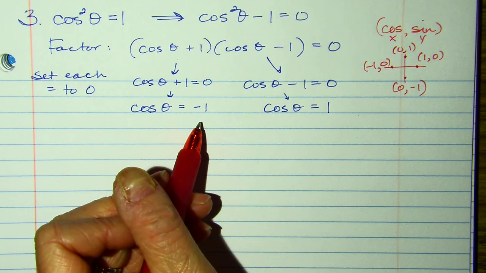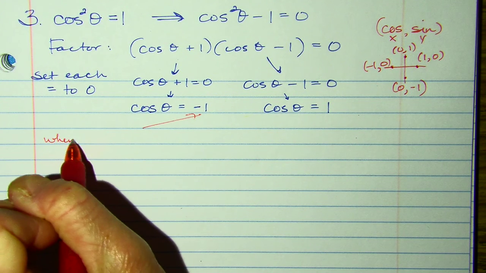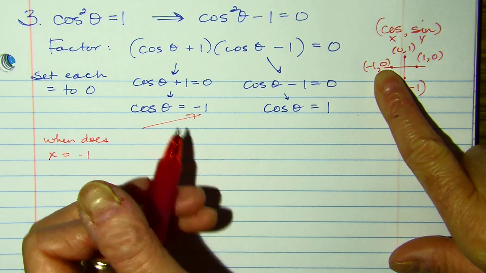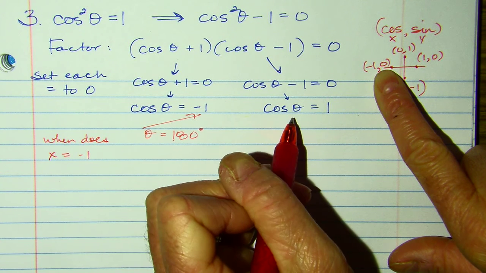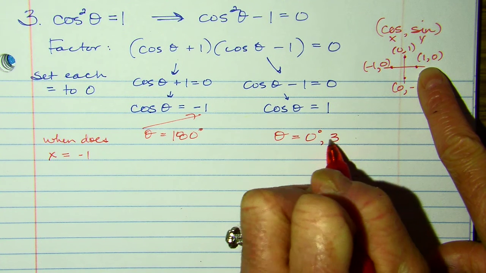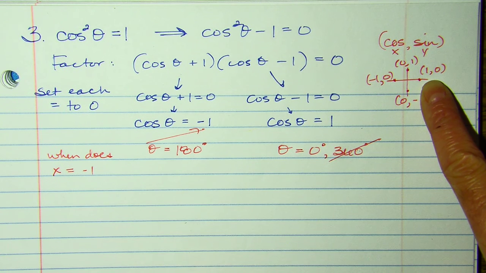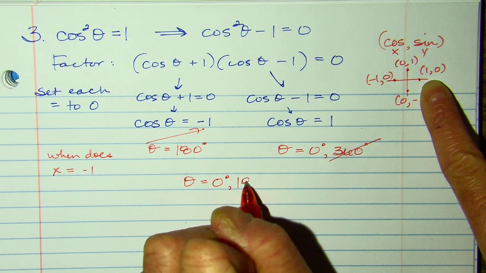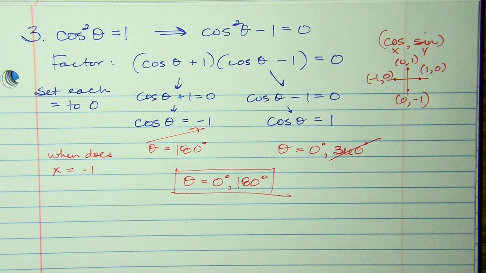So when does cosine equal negative 1? I'm looking for the x value. And that would be here, this angle right here, which is 180 degrees. When does it equal positive 1? At 0 degrees or 360. But it can't equal 360. My domain was less than 360. So in this case, theta only equals 0 degrees and 180 degrees. Make sure you're putting degree symbols on here because your answer is in degrees.